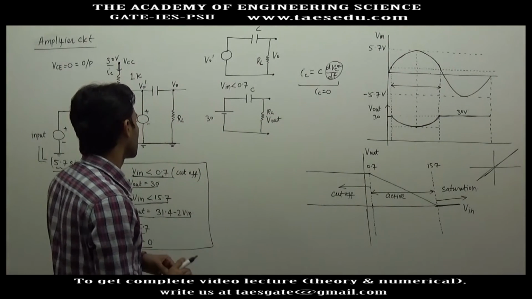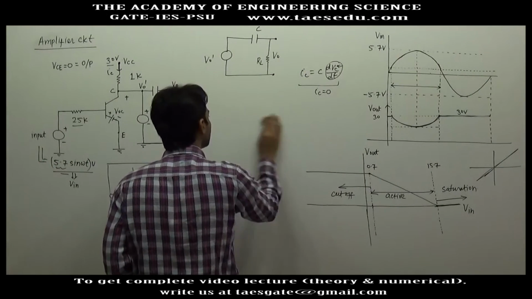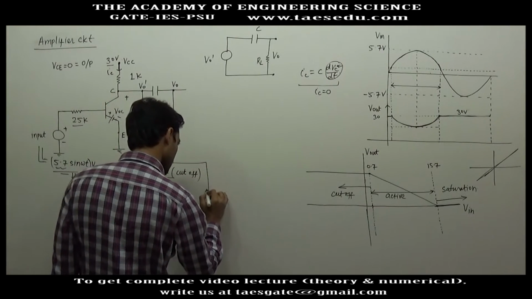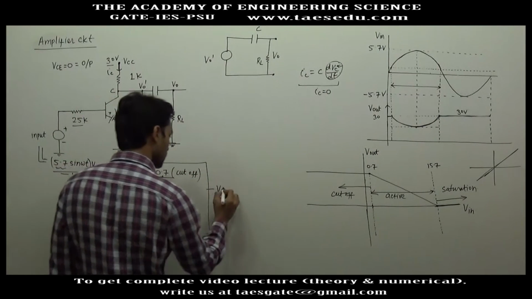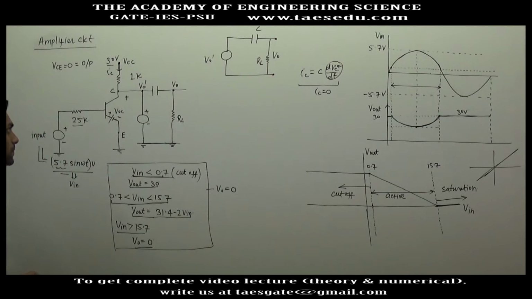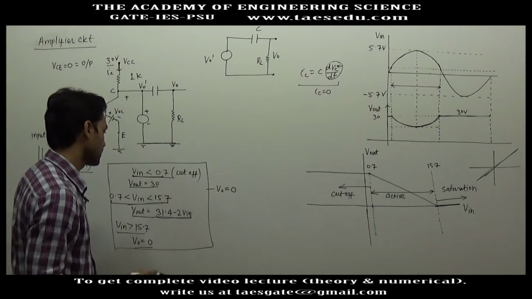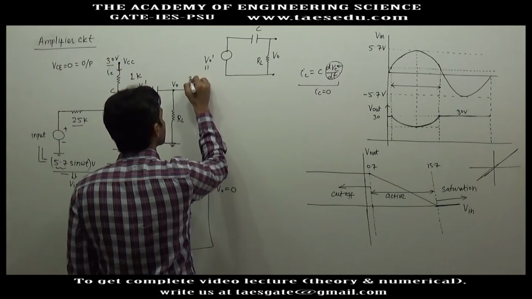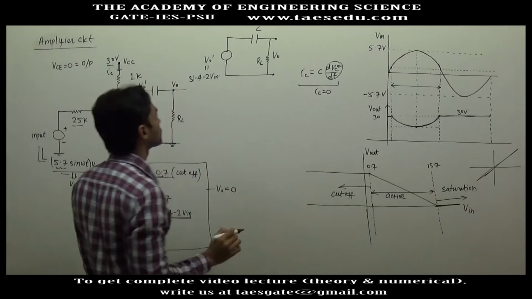So for the first range, what will we say? For this range, V0 equal to 0. Now coming to the second range. In the second case, V0 dash is 31.4 minus 2V input. V0 dash is 31.4 minus 2V input. Okay.